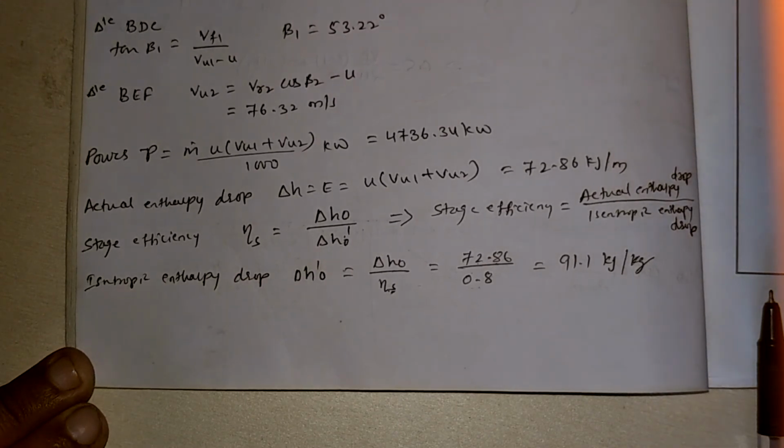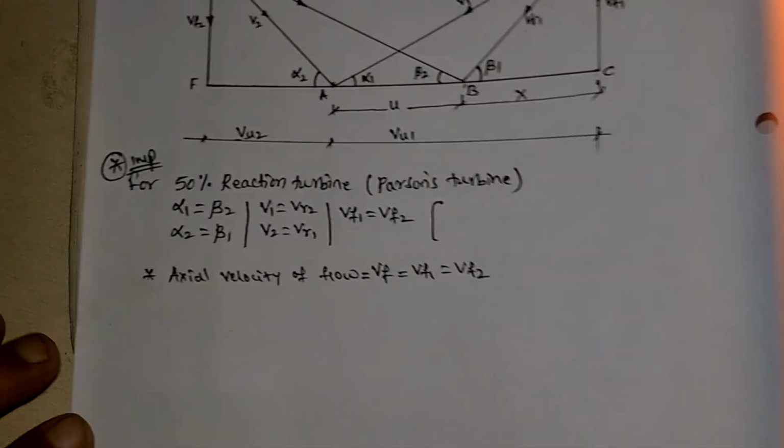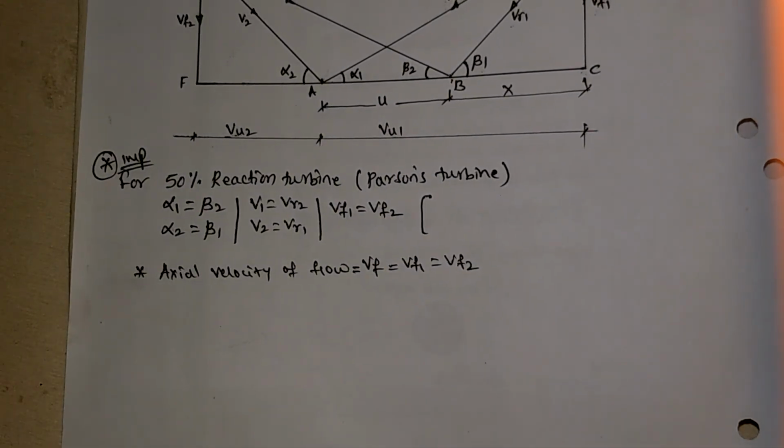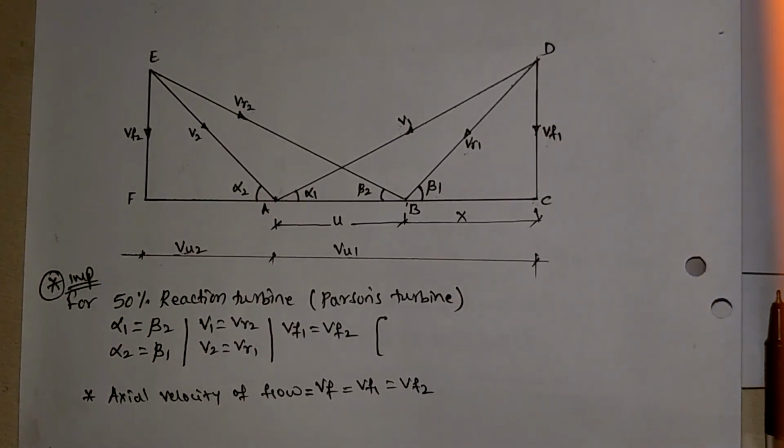Okay, thank you one and all for attending the session, and make sure that you draw the velocity triangle with scale. The velocity triangle will be something like this, but make sure that you draw the velocity triangle by scale, right? I have not drawn the velocity triangle with scale. You have to draw it with the scale.